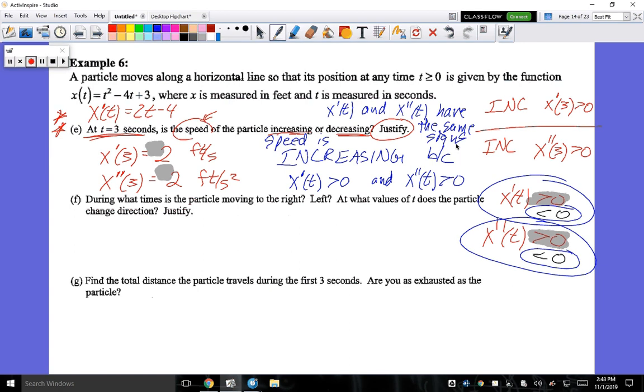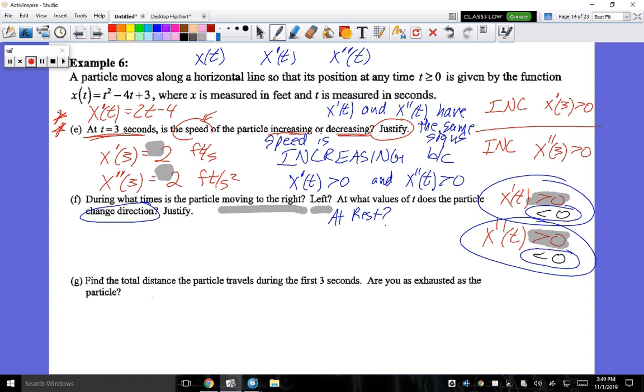Okay? Nicely done. During what times is the particle moving to the right? Then left. I'm going to add one right now. When is it at rest? And at what values of t does the particle change directions? And then justify. Guys, what equation am I going to be working with? Am I going to be working with the position, the velocity, or the acceleration to justify?